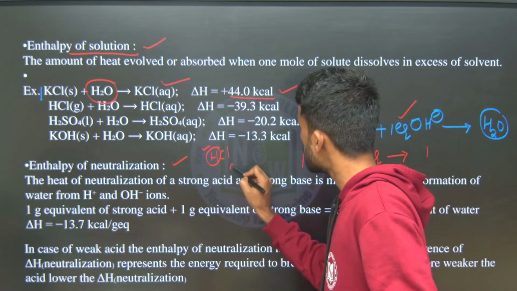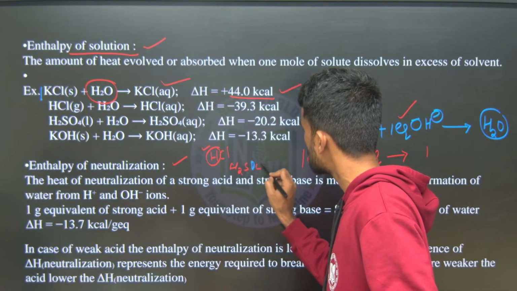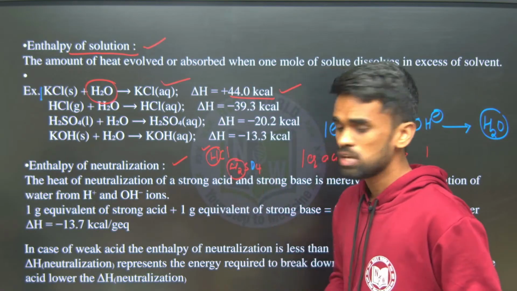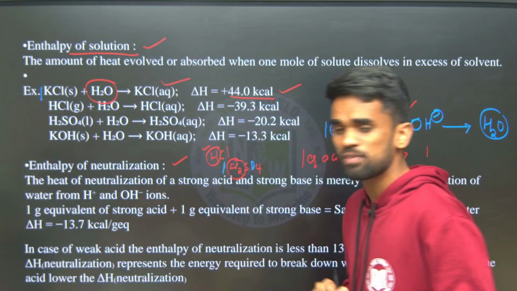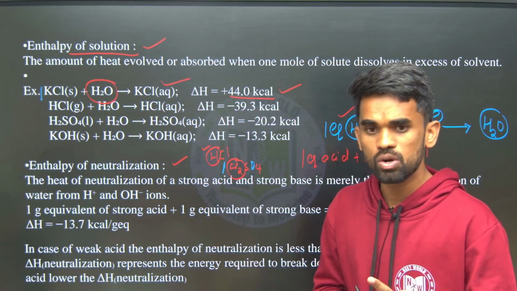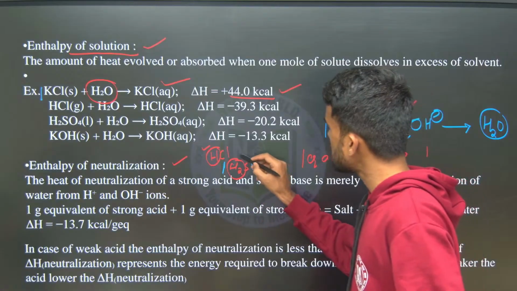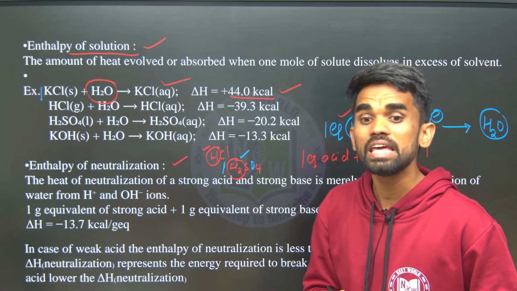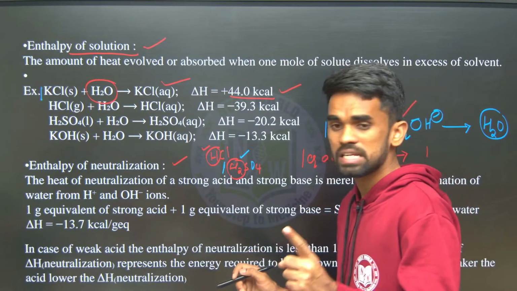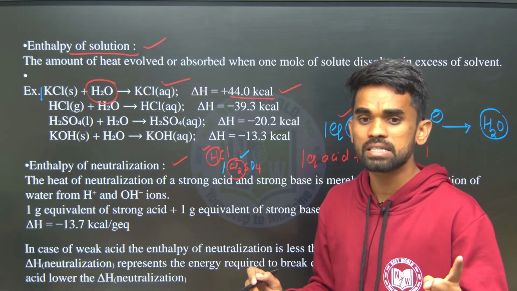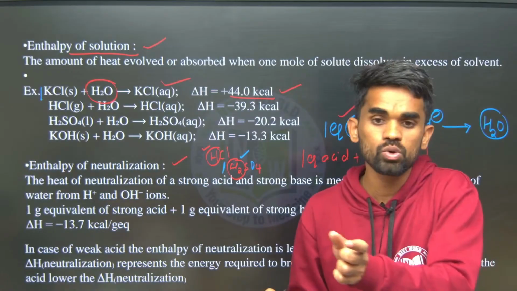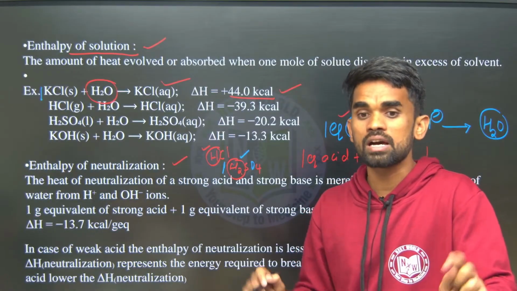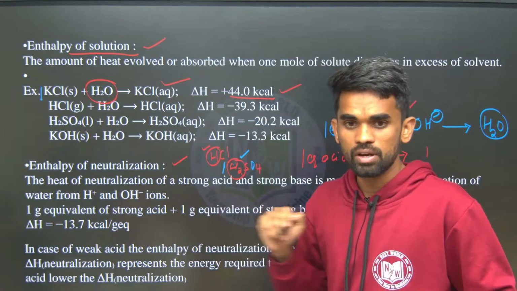But if I use sulfuric acid, what about this case? How many H+ ions can it release? 1 mole of sulfuric acid can release 2. So its equivalent number changes here. That's why we should take it in terms of equivalents. So 1 equivalent of acid plus 1 equivalent of base undergoes neutralization. During this process, the heat evolved is called the enthalpy of neutralization.